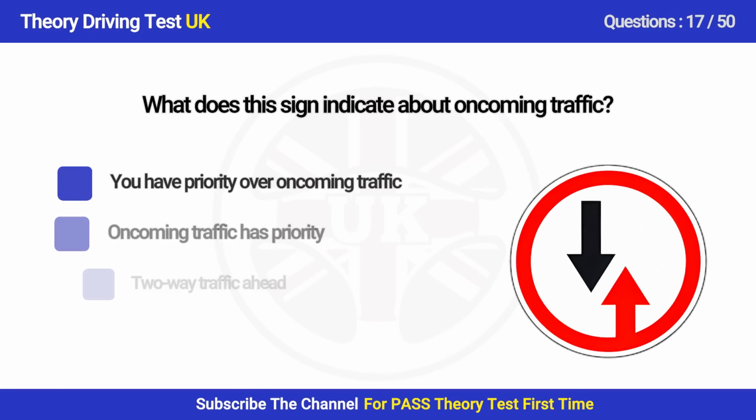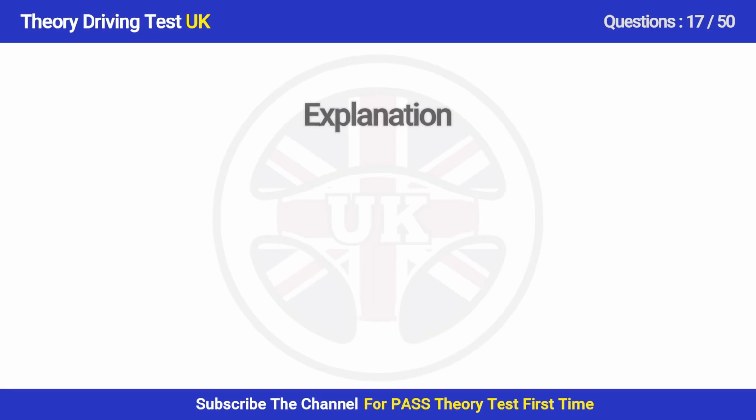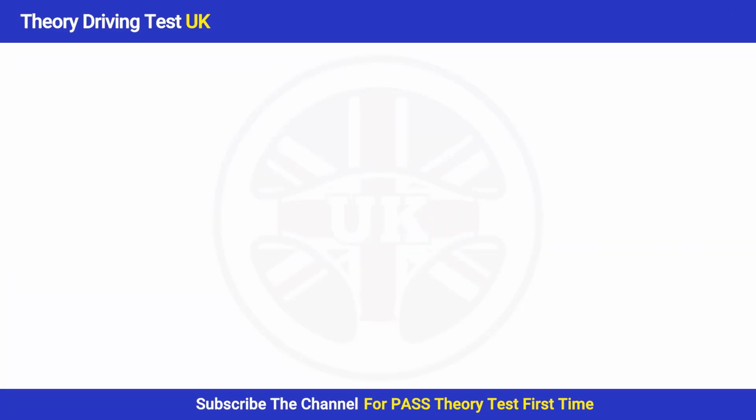Question 17. What does this sign indicate about oncoming traffic? A. You have priority over oncoming traffic. B. Oncoming traffic has priority. C. Two-way traffic ahead. D. Narrow road ahead. Answer is B. Oncoming traffic has priority. This priority sign indicates that oncoming traffic has priority, often at a narrow section of road.